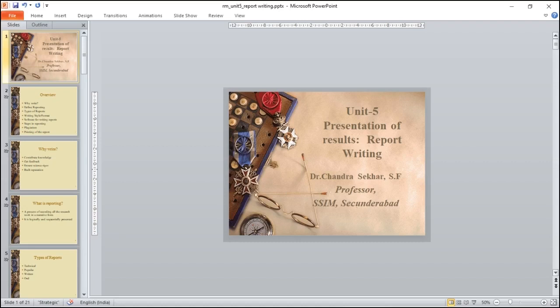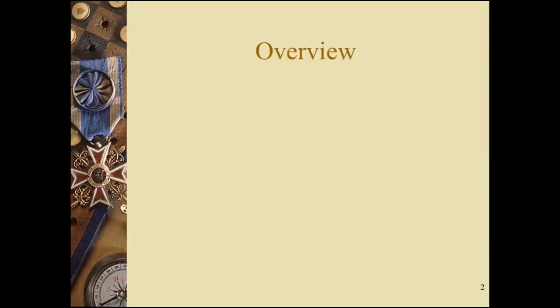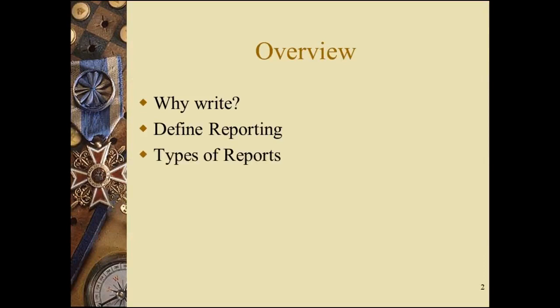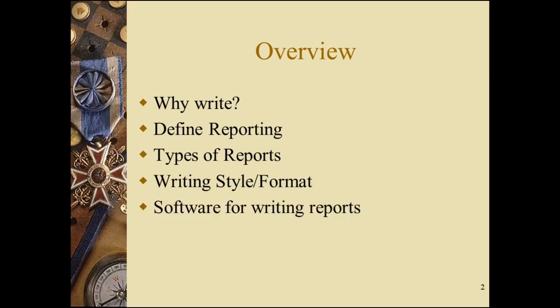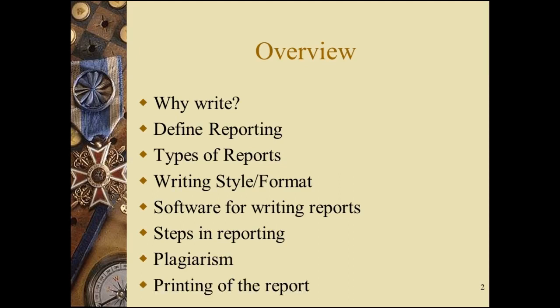The reason is we have already seen the description of what is a report, why do we write, and then technically what actually is called reporting, various types of reports, then writing styles and formats. We talked about them in the previous class, and then various softwares for writing reports, and then steps in reporting. Of course, we have also seen what is called plagiarism very briefly, and then how to print the report. So, very quickly, straight away, I think we have to move into steps in reporting and then move slowly into plagiarism and printing of the report.